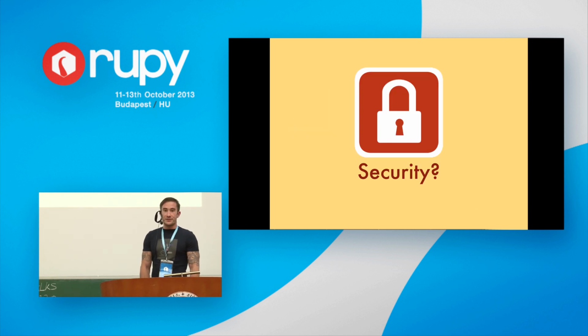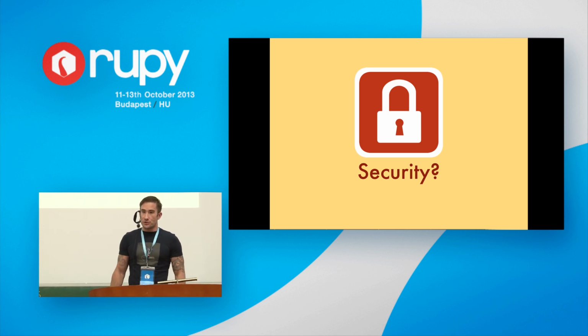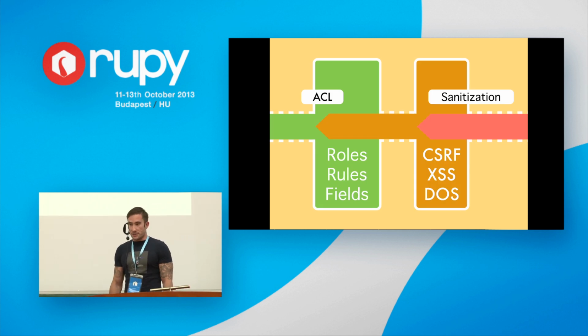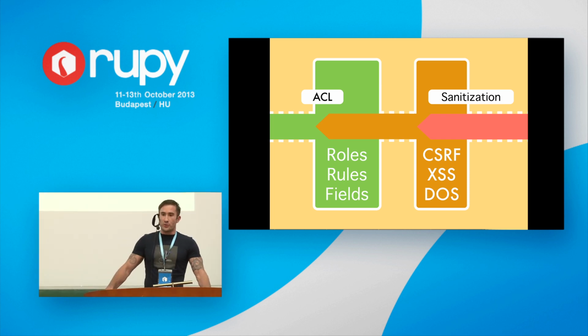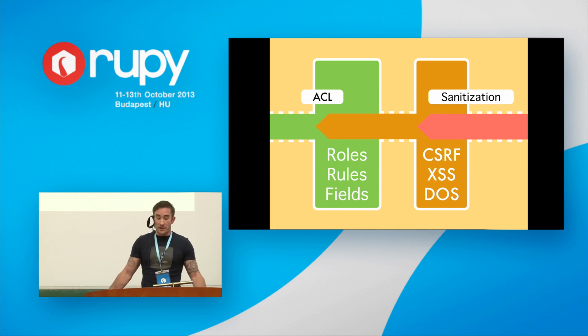So what is security? To simplify things a little bit, let's split the definition of security for a web application into two big groups, which are sanitization and ACLs. Sanitization is primarily a thing that works on the transport level. This is where Rails goes in and protects you from things like CSRF, XSS, DOS, or other stuff.